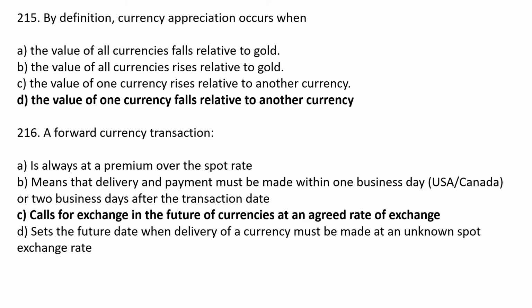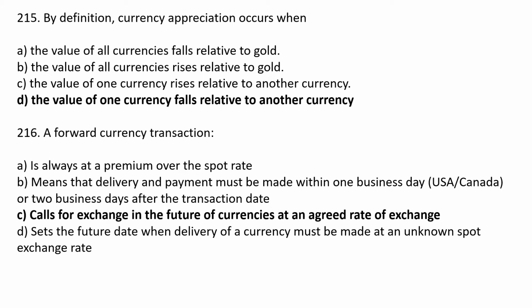By definition, currency appreciation occurs when: the value of all currency falls relative to gold; the value of all currency rises relative to gold; the value of one currency rises relative to another currency; the value of one currency falls relative to another currency. The correct answer is option D. The value of one currency falls relative to other currency.